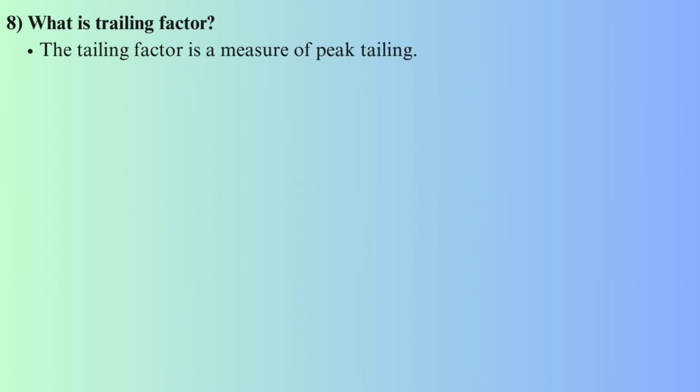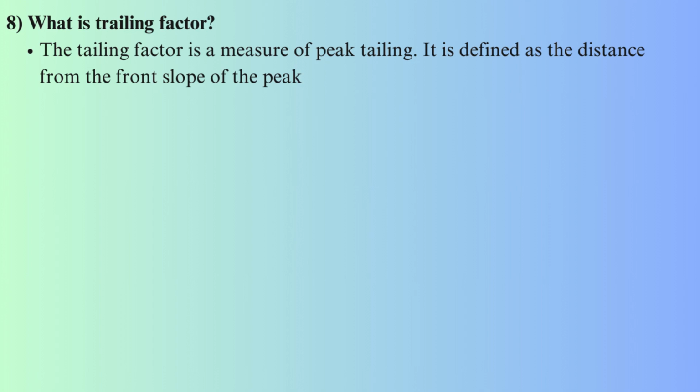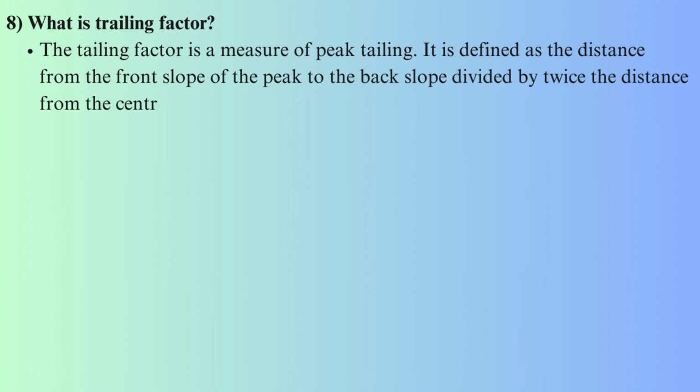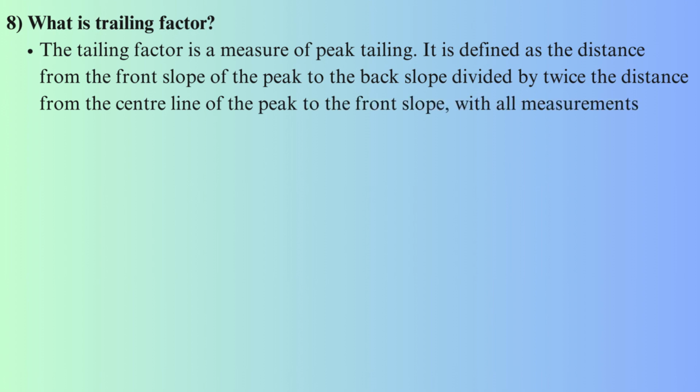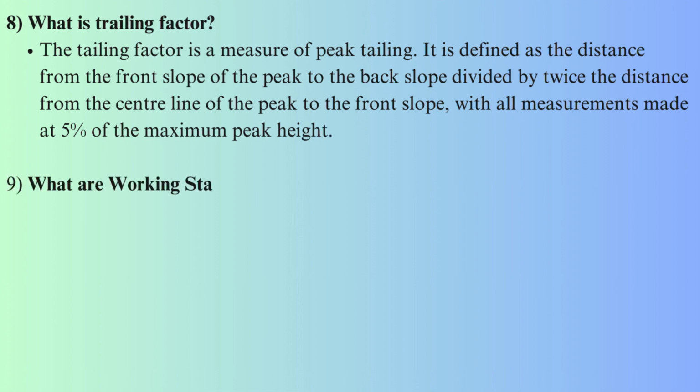What is tailing factor? The tailing factor is a measure of peak tailing. It is defined as the distance from the front slope of the peak to the back slope divided by twice the distance from the center line of the peak to the front slope, with all measurements made at 5% of the maximum peak height.